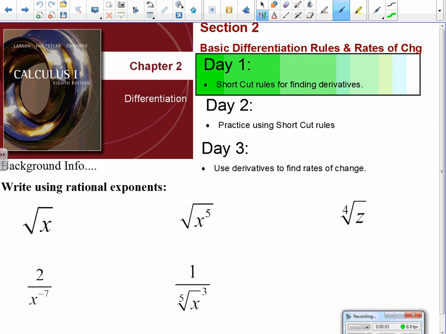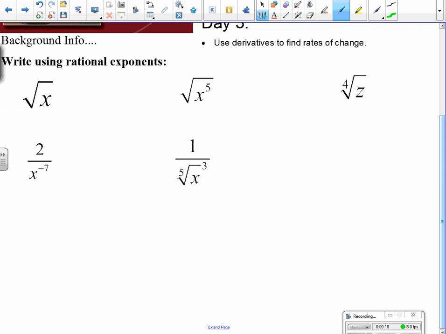Welcome, Calc class. We are working on Chapter 2, Section 2, and Day 1 of that. It is time to learn the shortcut rules to finding derivatives so that we do not have to go through the long, tedious process of doing the limit definition to find the derivative.